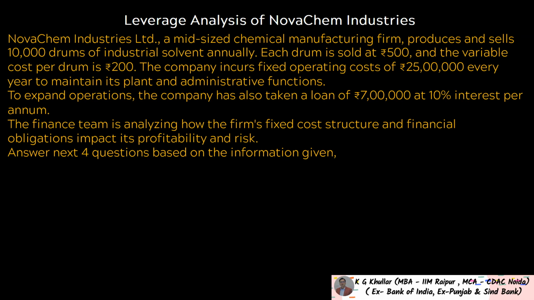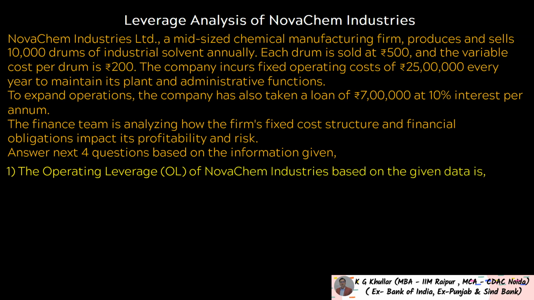Novachem Industries Limited, a mid-sized chemical manufacturing firm, produces and sells 10,000 drums of industrial solvent annually. Each drum is sold at Rs 500 and variable cost per drum is Rs 200. The company incurs fixed operating cost of Rs 25 lakhs every year to maintain its plants and administrative functions. To expand operations, the company has also taken a loan of Rs 7 lakhs at 10% interest per annum. The financial team is analyzing how the firm's fixed cost structure and financial obligations impact its profitability and risk.